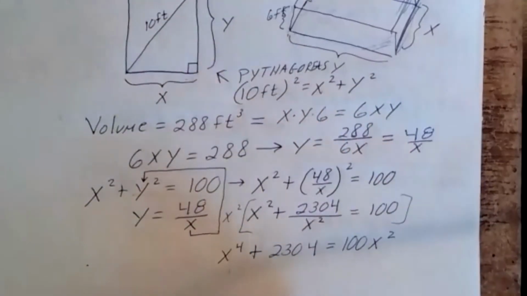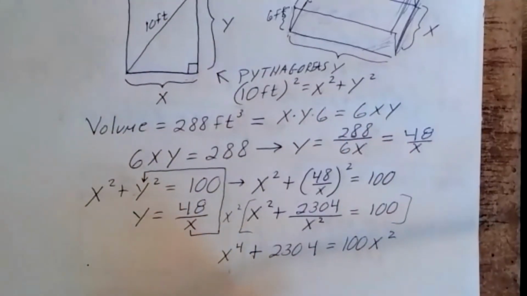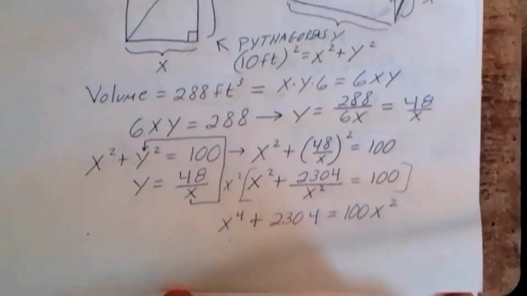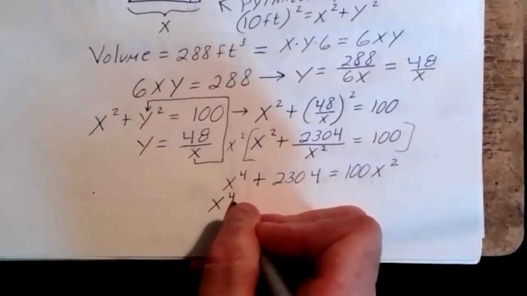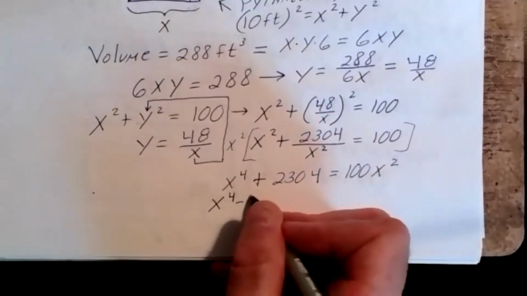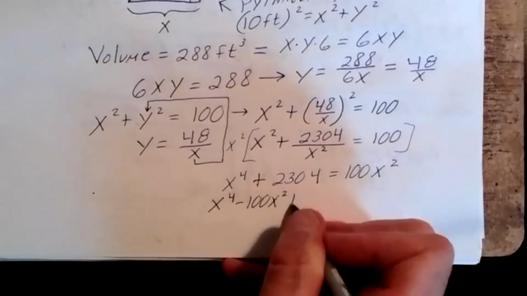We have to solve this 4th degree polynomial equation for x. How are we going to do that? How are we going to solve for x? Let's zero this equation out. We'll zero it out by subtracting 100x squared from both sides.